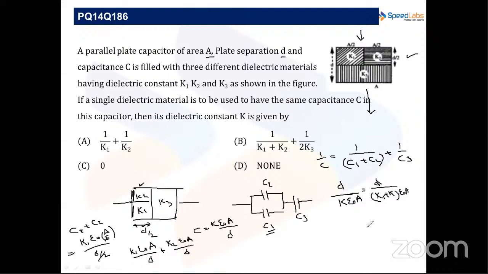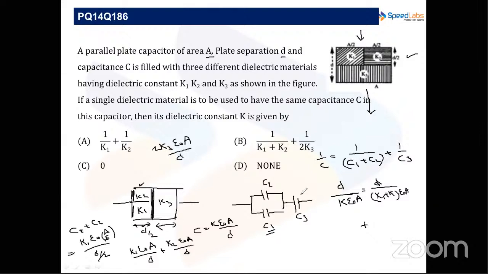Now plus C3. What is C3? C3 is again K3 epsilon naught A, the area of cross section this time is complete, right, A, divided by d, the distance is again d by 2, so that is d by 2.